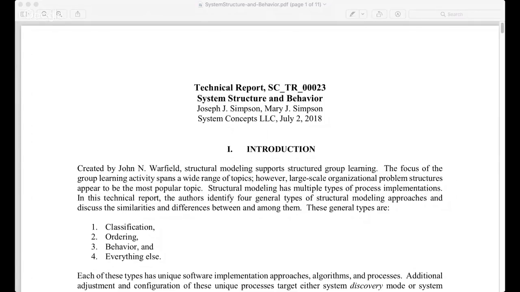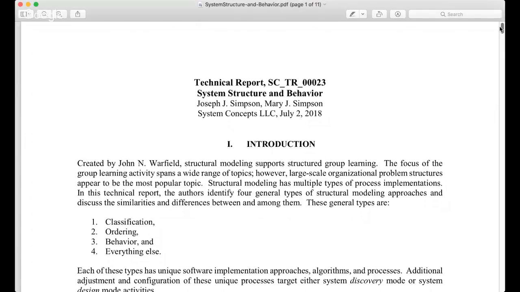So what we're going to do is talk about the structure modeling types. We looked at organizing the general types of structure modeling techniques into these 4 areas: classification, ordering, behavior, and everything else. So those are preliminary classifications.